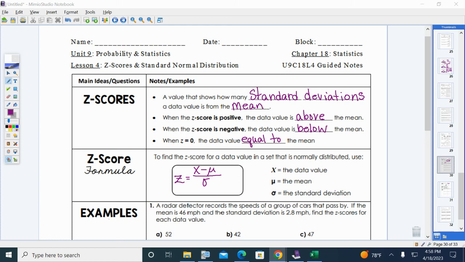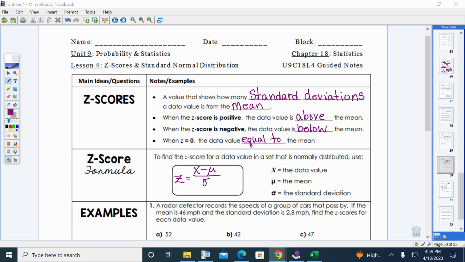This video is on chapter 18, lesson number 4 on z-scores and standard normal distribution. A z-score is a value that shows how many standard deviations a data value is from the mean. When the z-score is positive, the data value is above the mean. When the z-score is negative, the data value is below the mean. When z is equal to 0, the data value is equal to the mean.